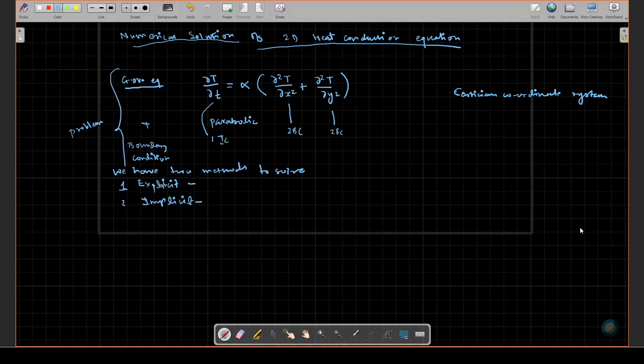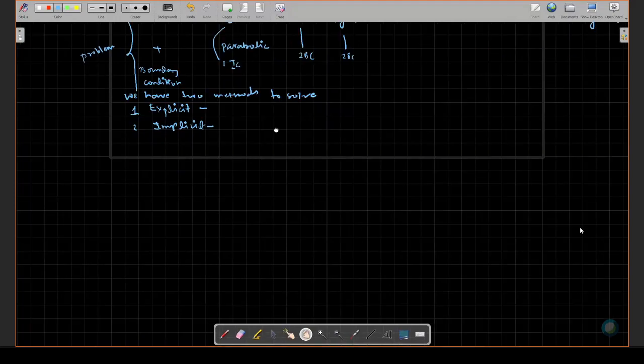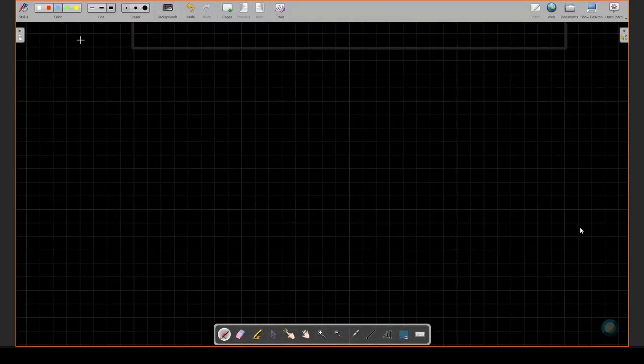Explicit means all the other variables will be a function of only one unknown, and there will be many knowns. In implicit, more than one unknown will be there, so we need to solve simultaneous equations. Basically you will have to use some sort of matrix solver. Here we need not use a matrix solver; we just simply put in the values and get the result. So we'll start first with the explicit method.